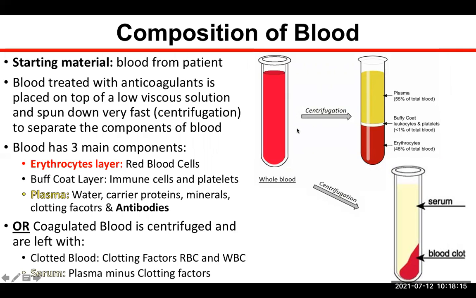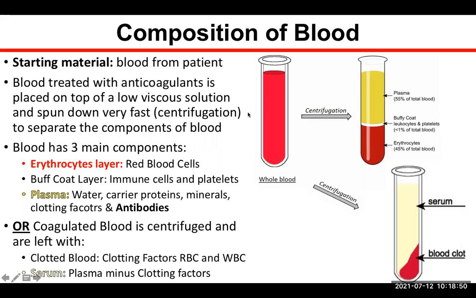And so there's two different components of blood that you can use for this test. Here we have our starting material, whole blood that's just taken from a patient. And then this blood is going to be treated with anticoagulants. Clotting factors are going to cause all your blood to stick together and get very thick. So anticoagulants are going to prevent that process from happening, so we can keep everything in a nice solution.